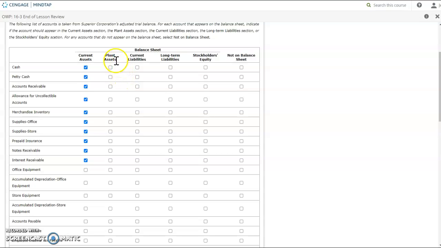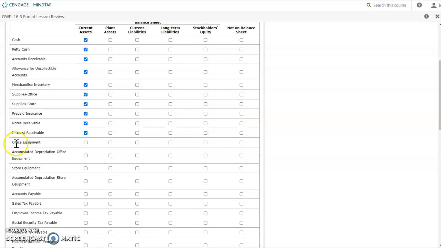Okay, next we're going to be doing our plant assets. So our plant assets are going to be our office equipment, and then also the contra account, accumulated depreciation office equipment. Our store equipment and the contra account to store equipment would be our accumulated depreciation store equipment. Those are going to be our plant assets. Remember, plant assets are anything that you're going to hold on to for longer than a year.